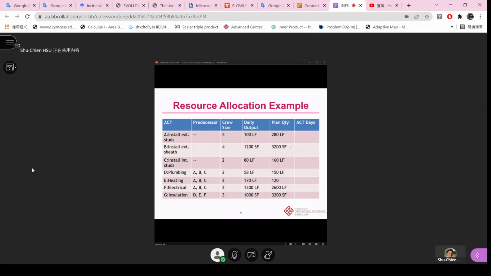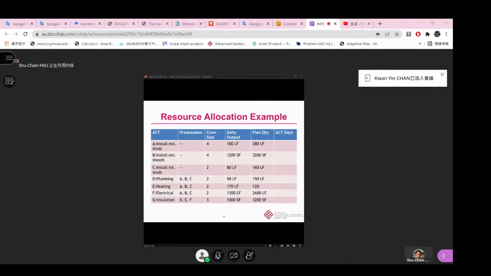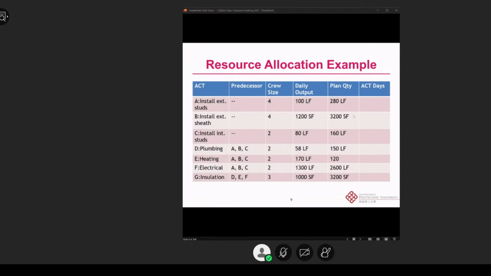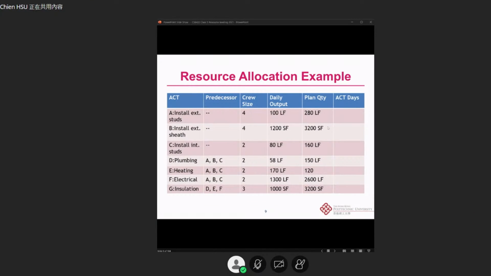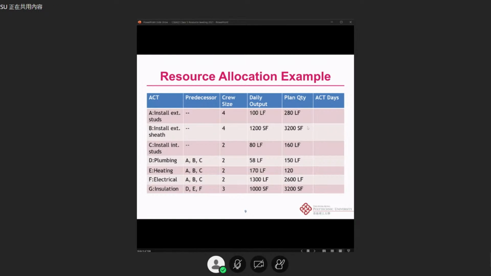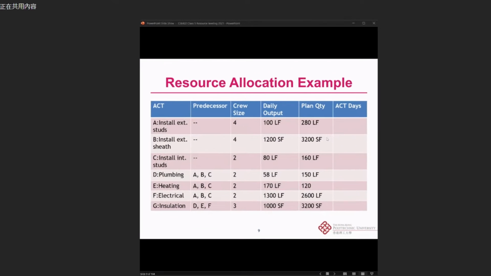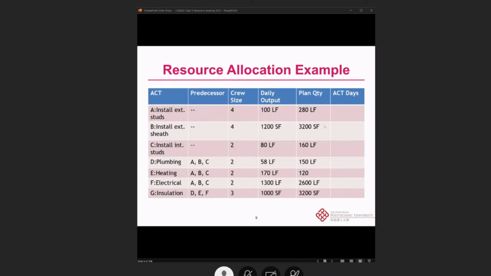You are already quite familiar with this kind of table where we have different activities. For example, activity A is install external stops, B is install the external shades, D is plumbing, E is heating, F is electrical, and G is the installation. We also have the predecessors: the plumbing can only be started when A, B, and C have been installed in the project. All right.